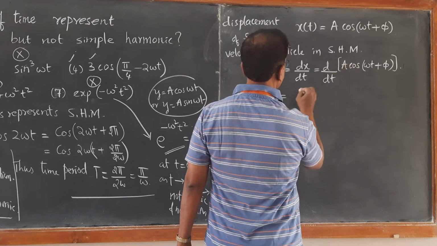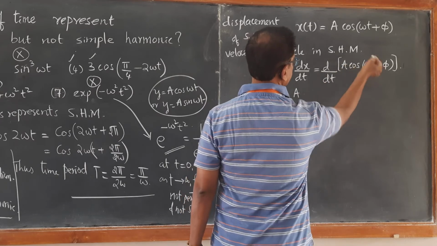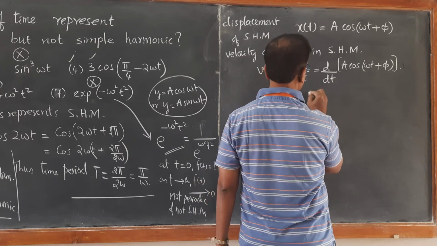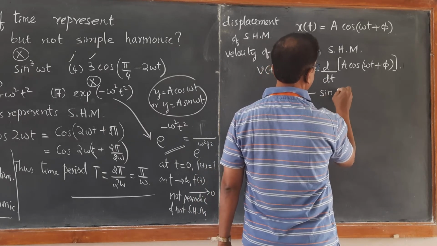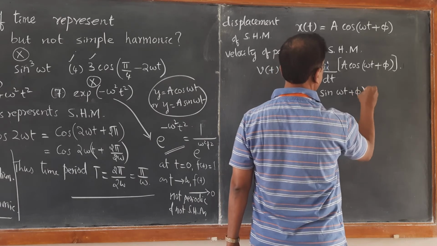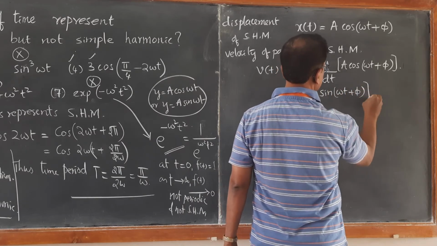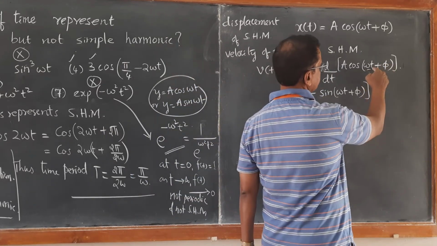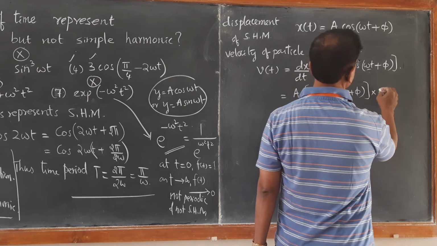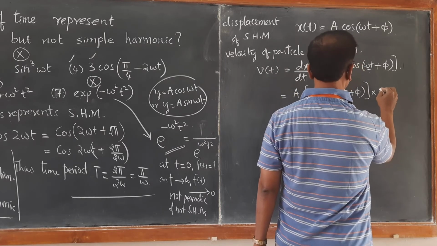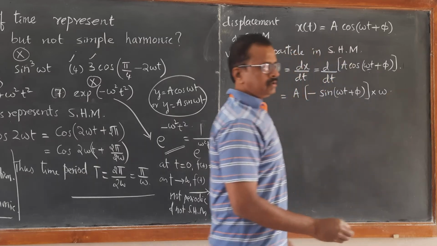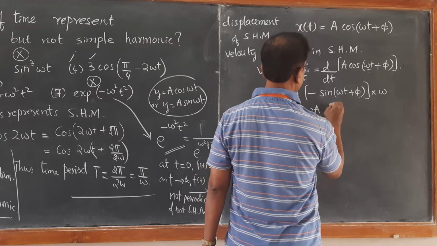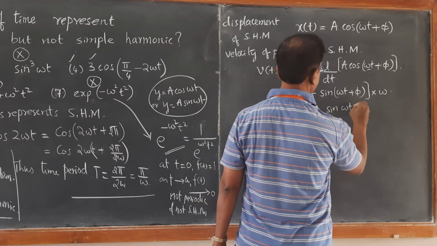Take out a common, so it becomes d by dt of the cos function. The derivative of the cos function becomes minus sin(omega t plus phi), into the differentiation of this coefficient. The coefficient is with respect to time t, therefore the differentiation gives omega. So I can write it as minus omega a sin(omega t plus phi).